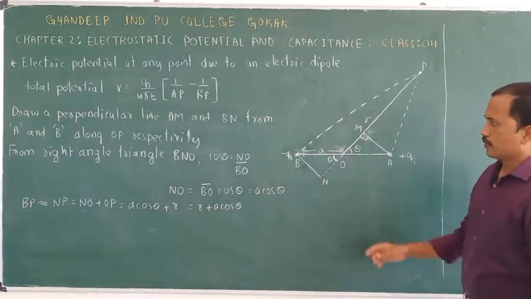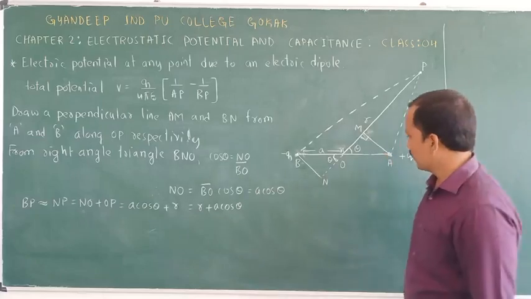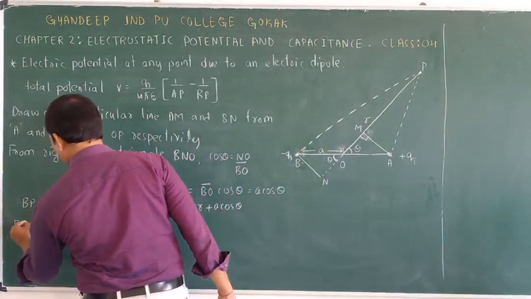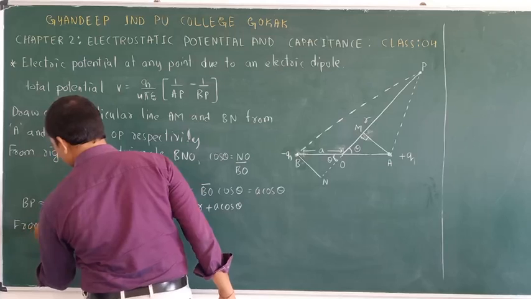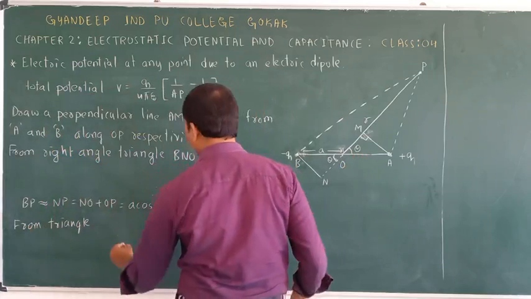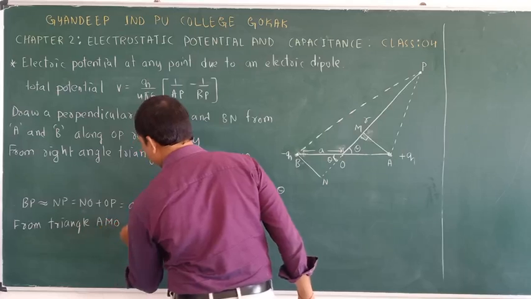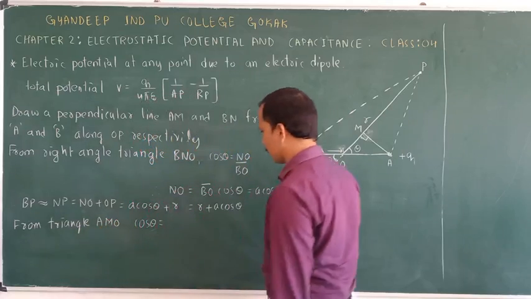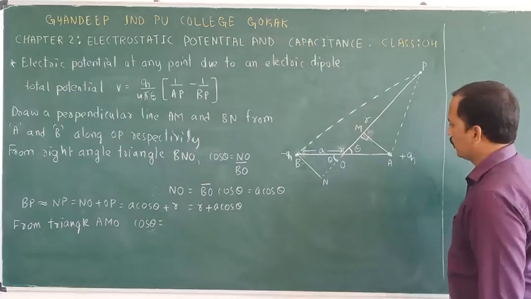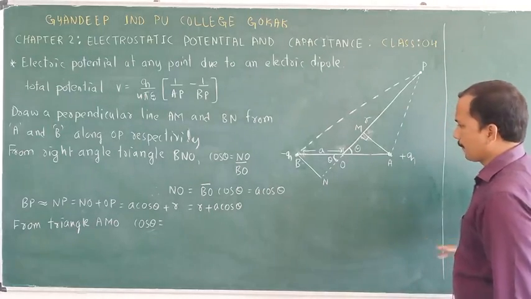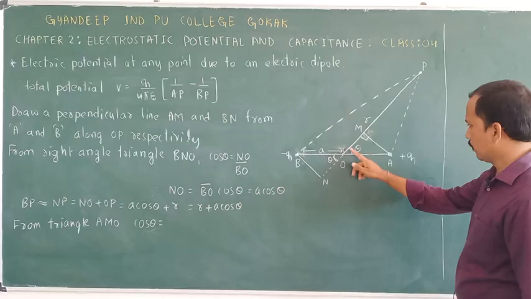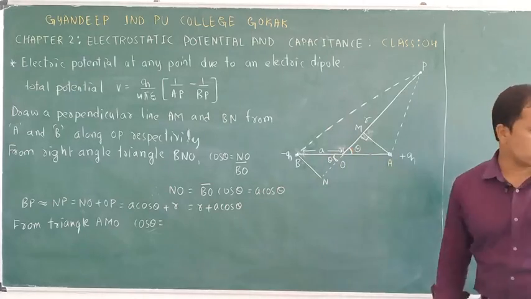Similarly, find the value of AP. Consider triangle AMO, which is also an identical triangle. From triangle AMO, cos theta is equal to, where theta is here, so cos function.